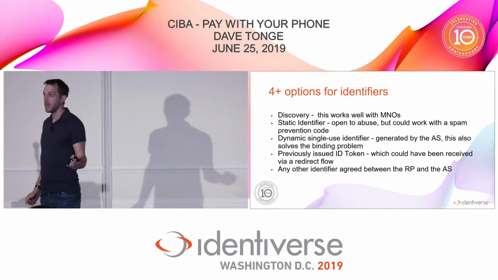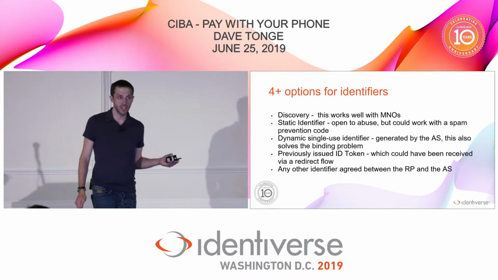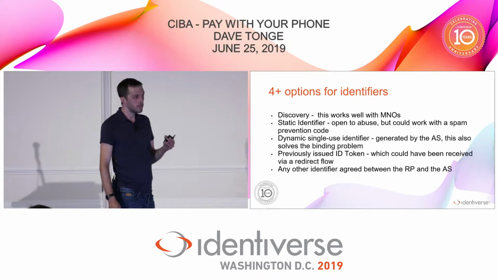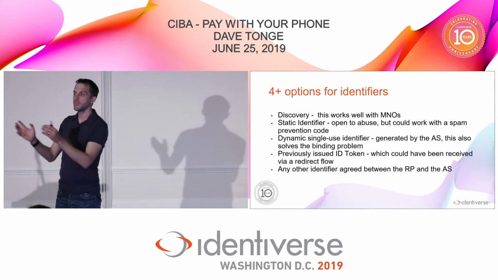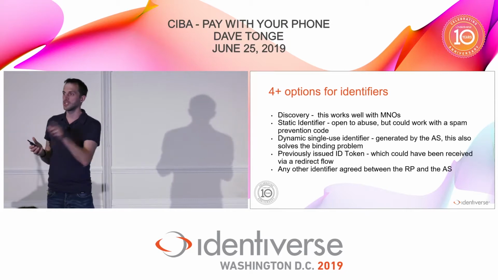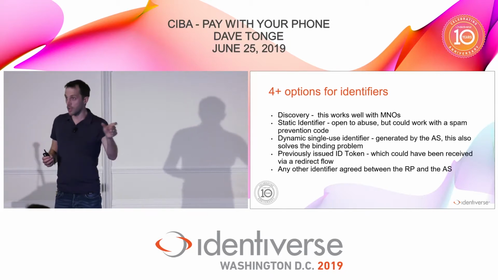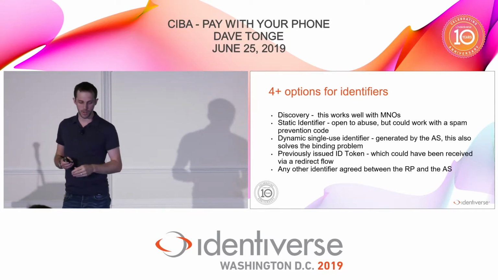We do have in the spec the option of a spam prevention code. Especially for people who are implementing it using static identifiers, they can set up some sort of spam prevention code. So it's not just a static identifier, but this code also needs to be sent in the CIBA request.